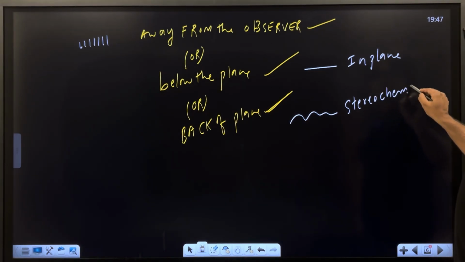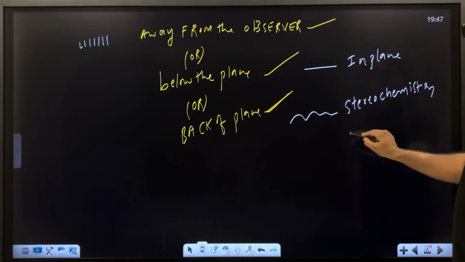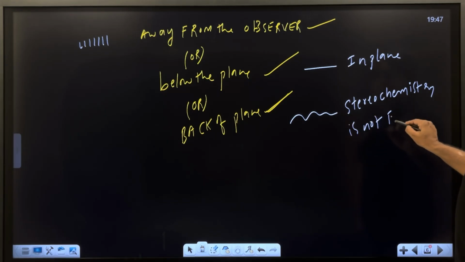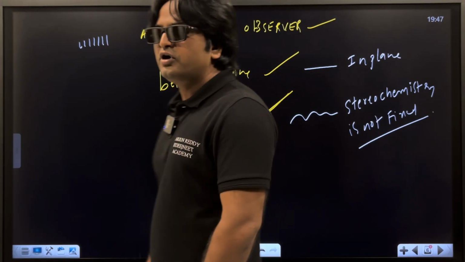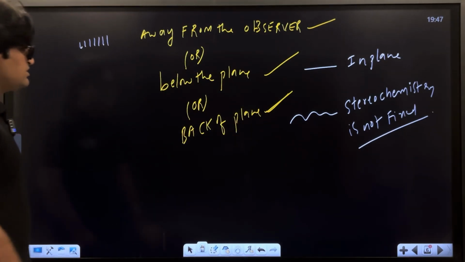Stereochemistry is not fixed. That is the importance of the four different symbols according to wedge-dash representation.